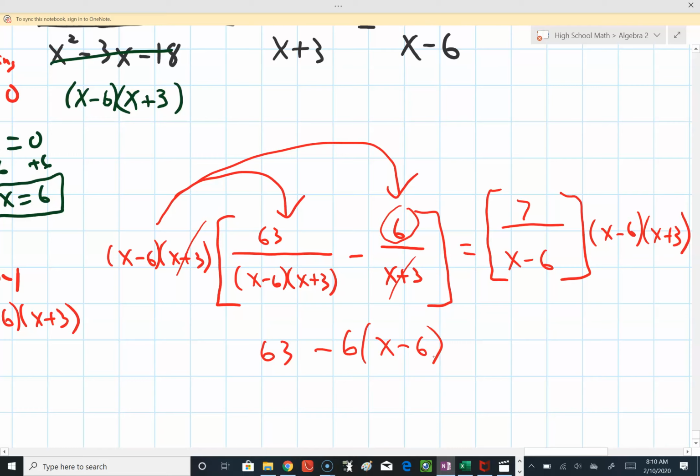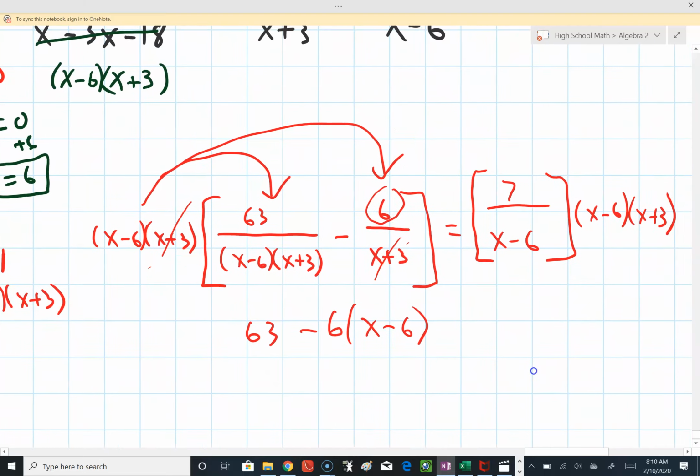One more time, from this part to here, this entire denominator is identical to this one, so the thing multiplied canceled with the thing divided to leave only 63. This one here times this one, the x plus 3, cancel with the x plus 3 to leave 6 times x minus 6 on the left-hand side.